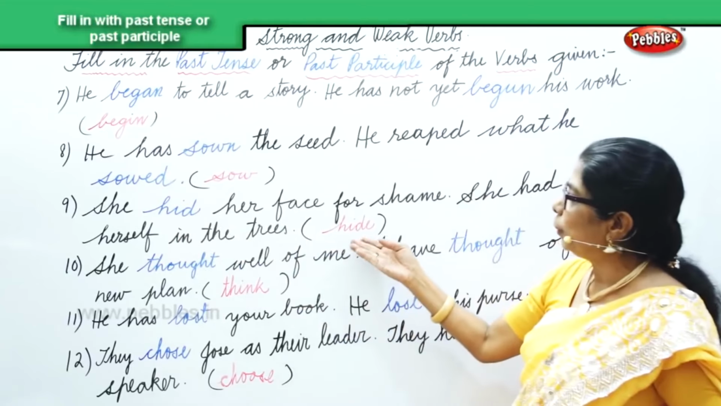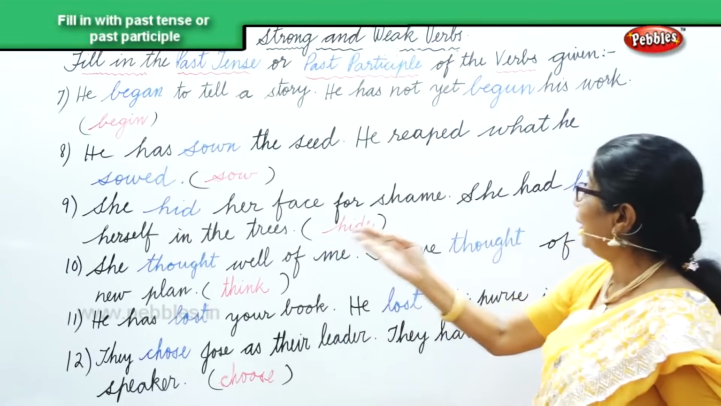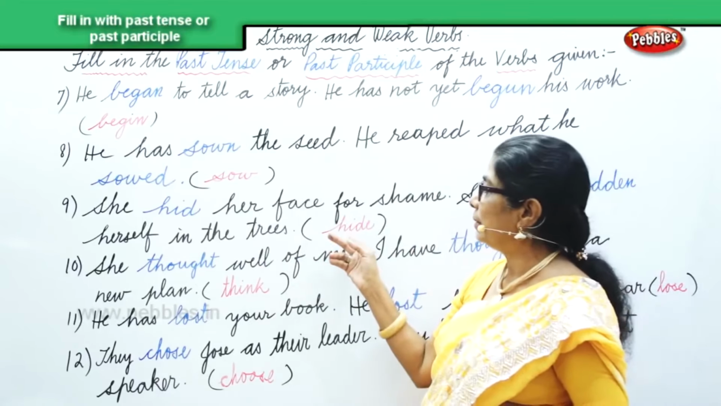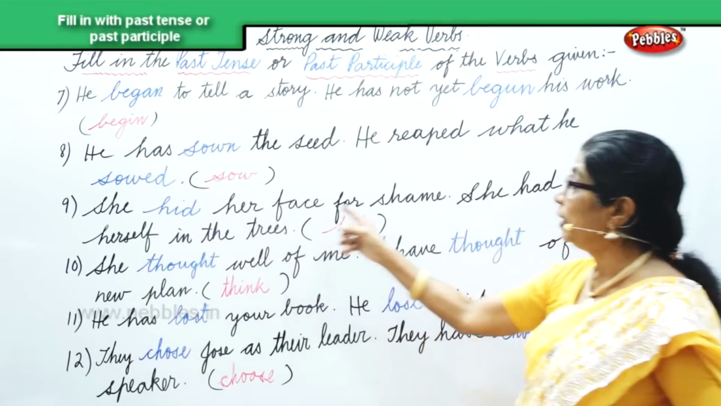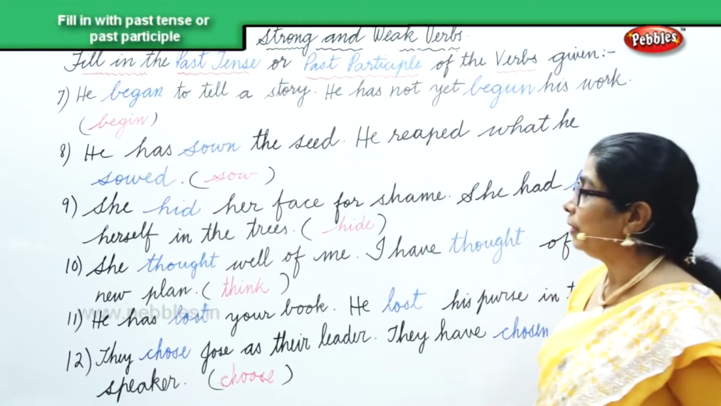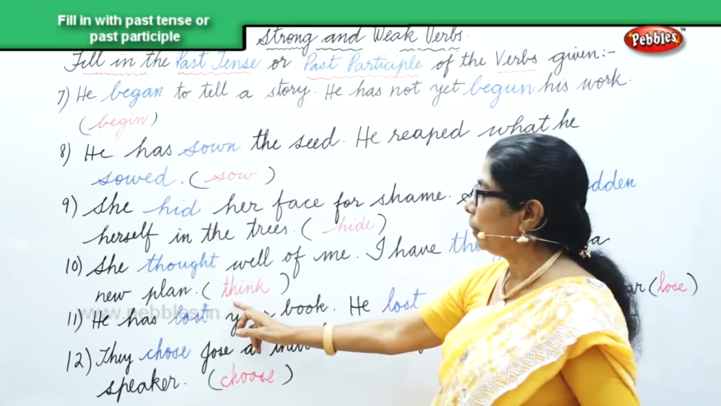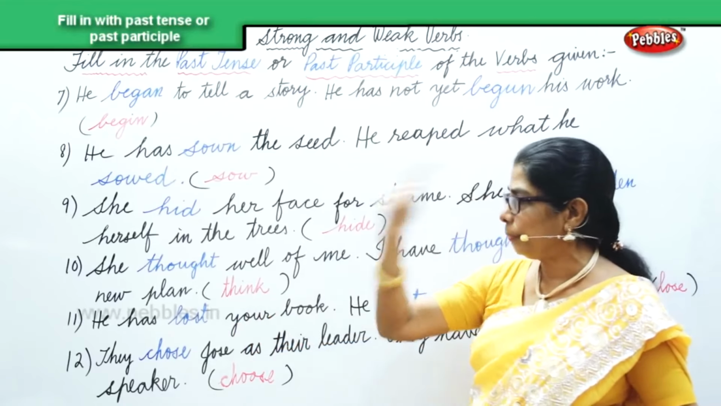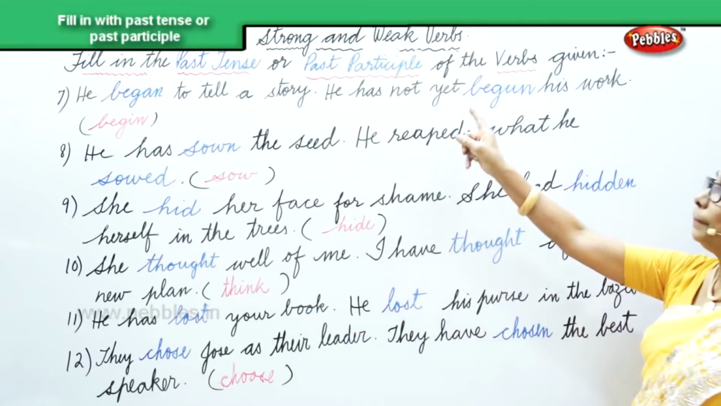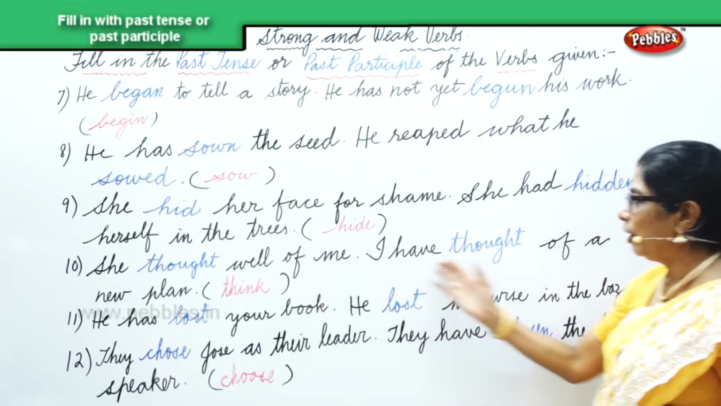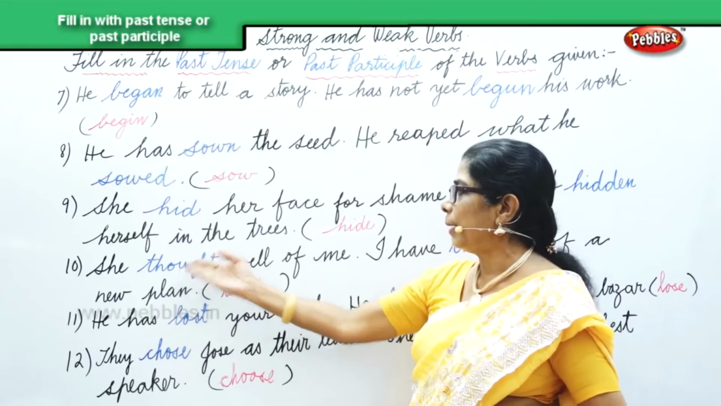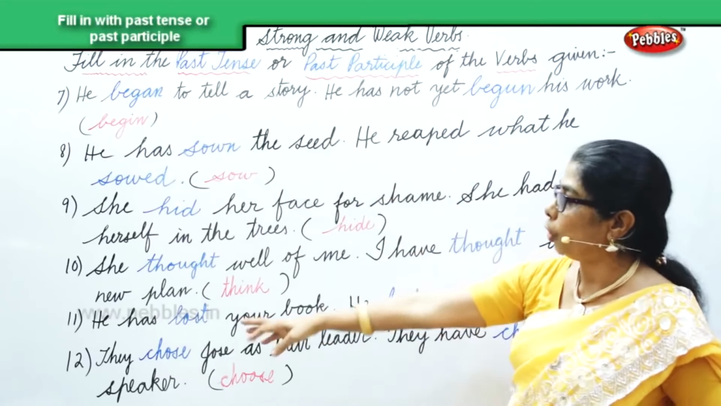Then the verb given to us in the present tense: hide, hid, hidden. She hid her face for shame, that's the past tense. She had hidden herself in the trees, that's the past participle. The verb given to us is think. She thought well of me. Think, thought, same for past and participle. I've thought of her new plan.